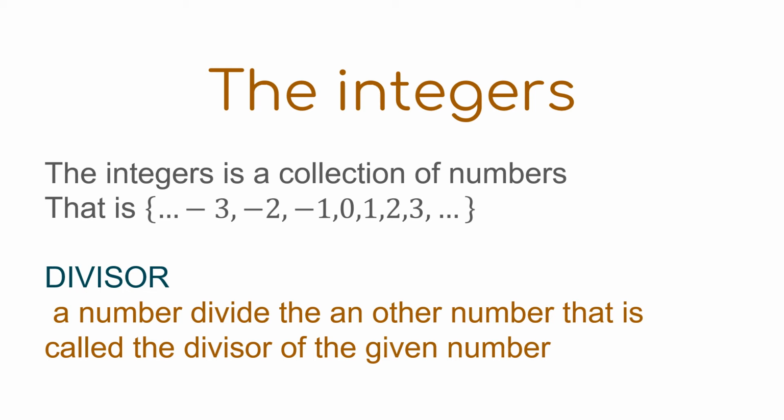The integers. The integers are a collection of numbers, that is, the negative numbers, positive numbers, and 0: ..., -3, -2, -1, 0, 1, 2, 3, etc.